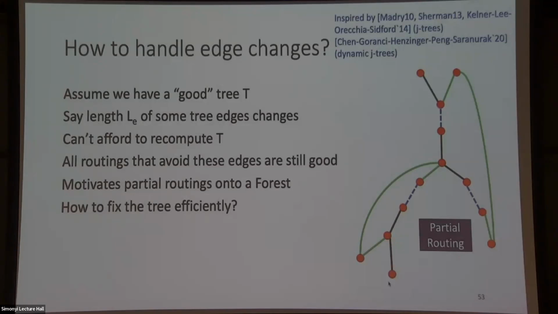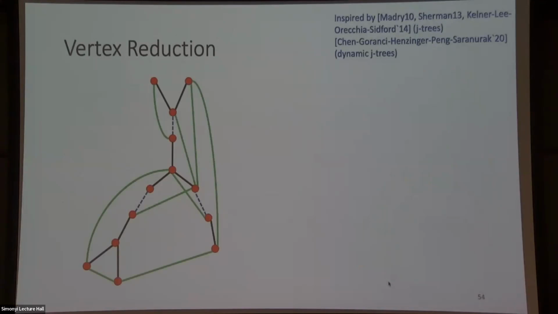So let's get to these. We'll call these partial routings onto a forest, right? It's not a tree, you've thrown out some edges, but it's a partial routing onto a forest. The hope is that we can fix this tree more efficiently than resampling everything entirely, right? That's the main thing. Okay, let me show you the key idea behind this.